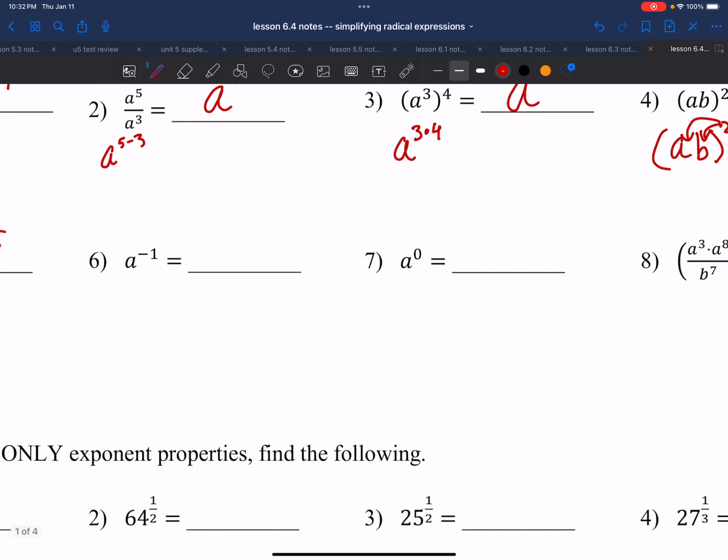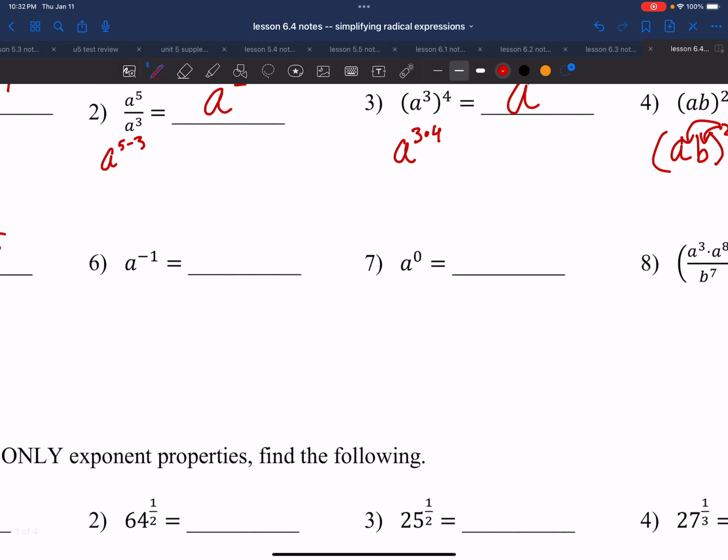Number 6, a to the negative 1. Now, this is where I'm curious to see where students are at, because about half of you know this one already, and you'll say that a to the negative 1 is 1 over a. It's a reciprocal, okay? The other half of you might have never seen negative exponents before. And I'll say towards the end of this lesson, it might be a little hard to follow along if you don't know negative exponents at all. I might suggest looking that up on your own time or coming in and seeing me, okay? As a quick explanation as to why this is the case.